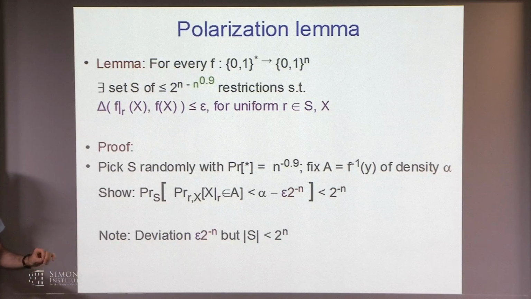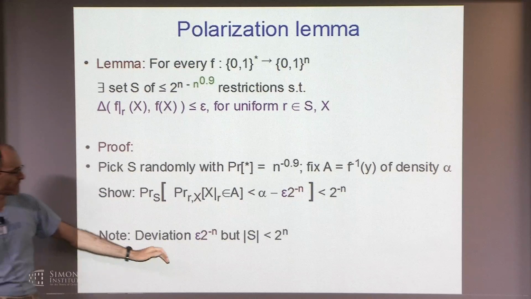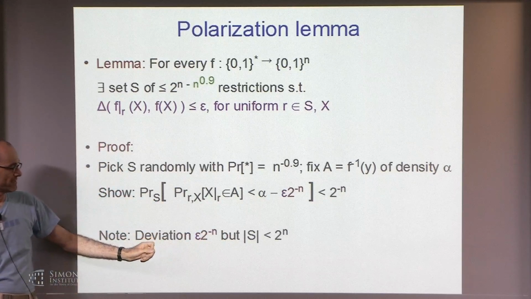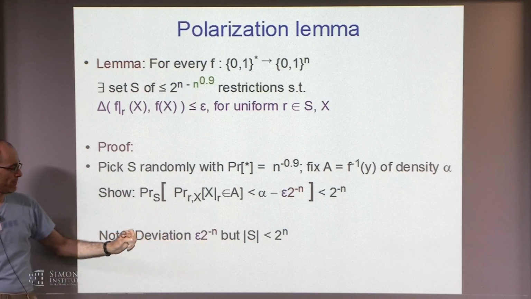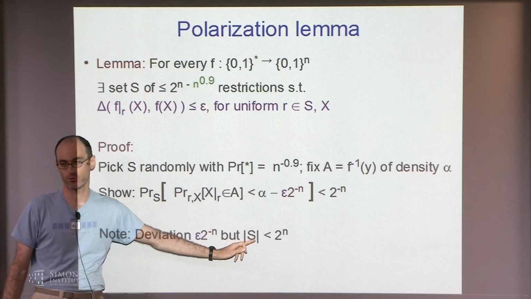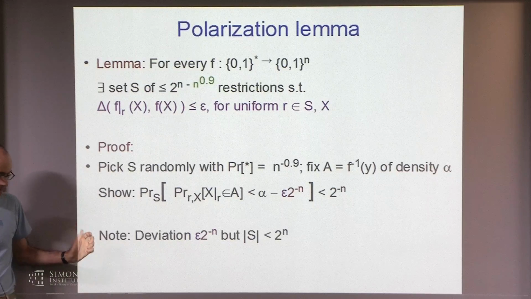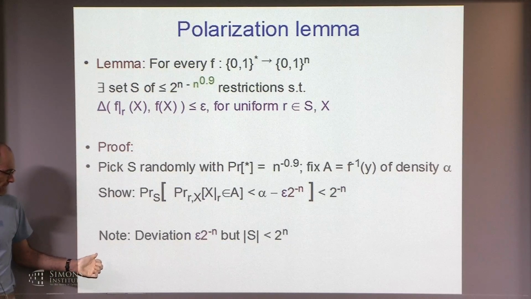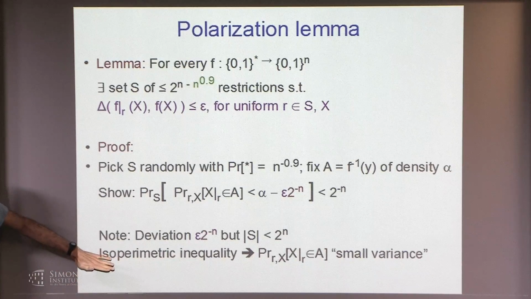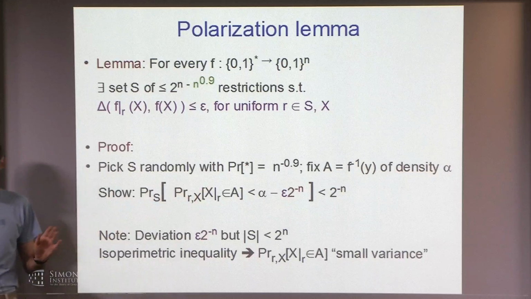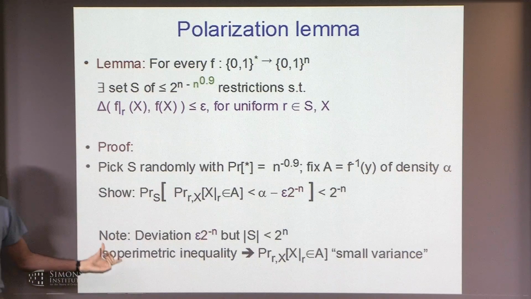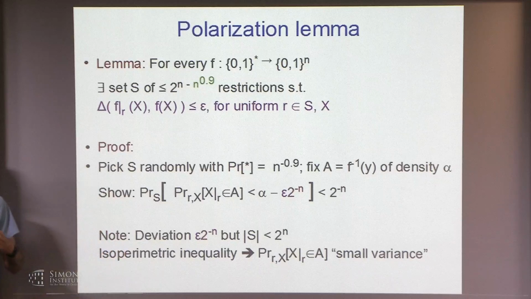Okay? But the important thing is that the deviation here is exponentially small in n, but the number of samples is less than 2 to the n. So we need to handle a deviation which is smaller than the number of samples. Okay, and this requires an argument. So the idea here is that the first thing is that you need to show that this quantity here has small variance. Okay, so it's a sum of variables with small variance, and the small variance here is done via an isoperimetric inequality, like the one that I showed before.